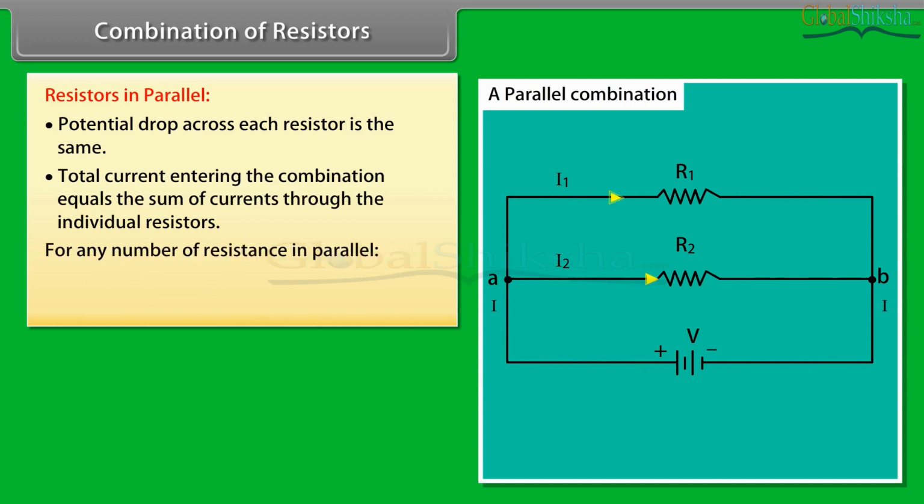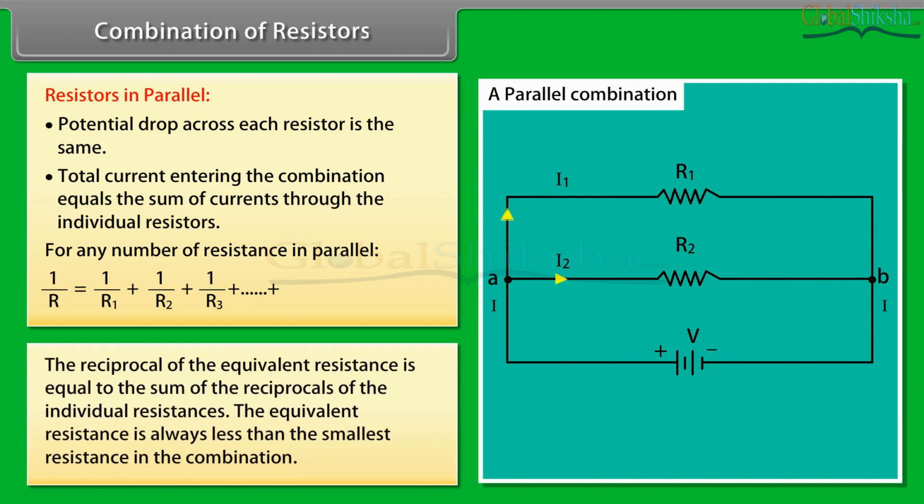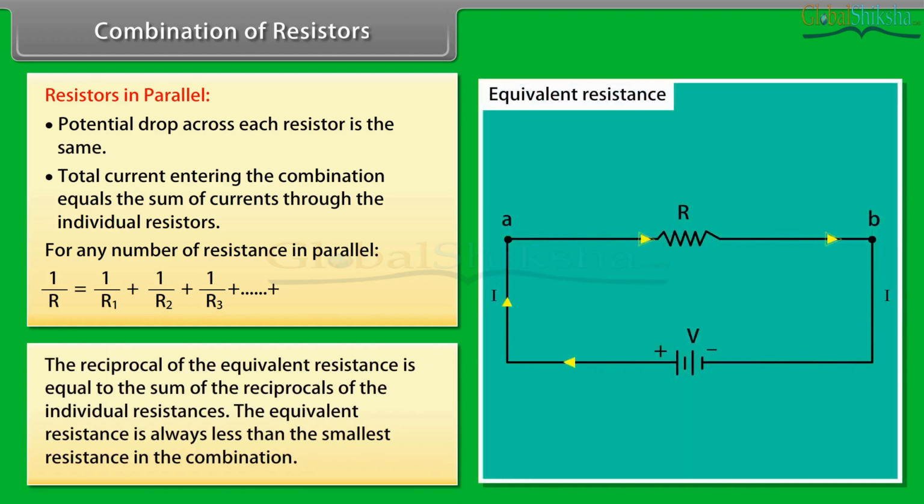For any number of resistances in parallel, 1/R is equal to 1/R1 + 1/R2 + 1/R3 + and so on. The reciprocal of the equivalent resistance is equal to the sum of the reciprocals of the individual resistances. The equivalent resistance is always less than the smallest resistance in the combination.